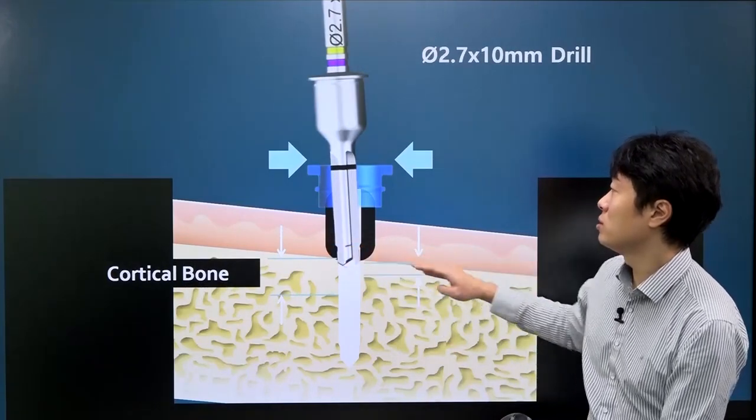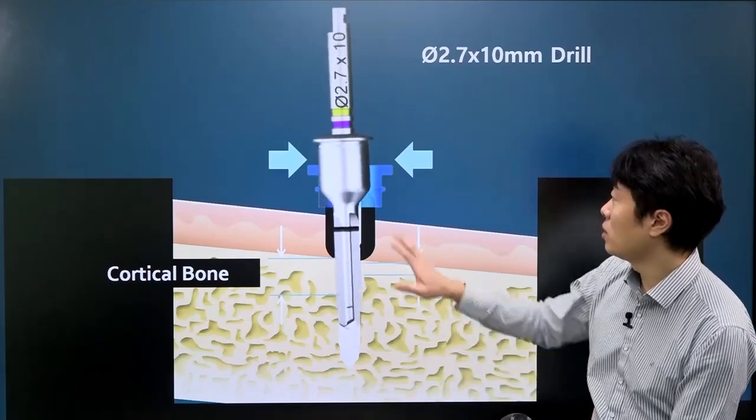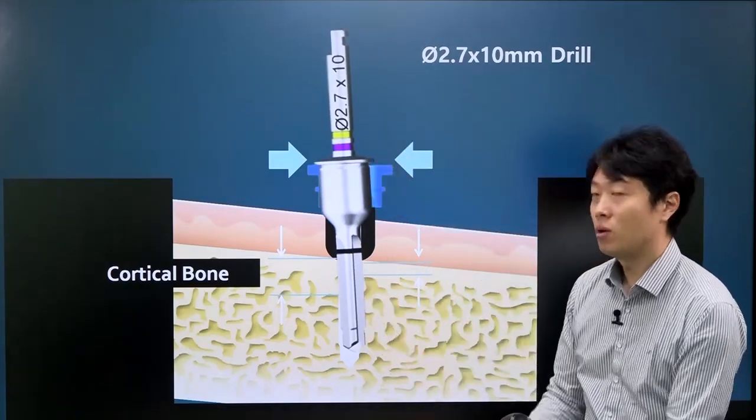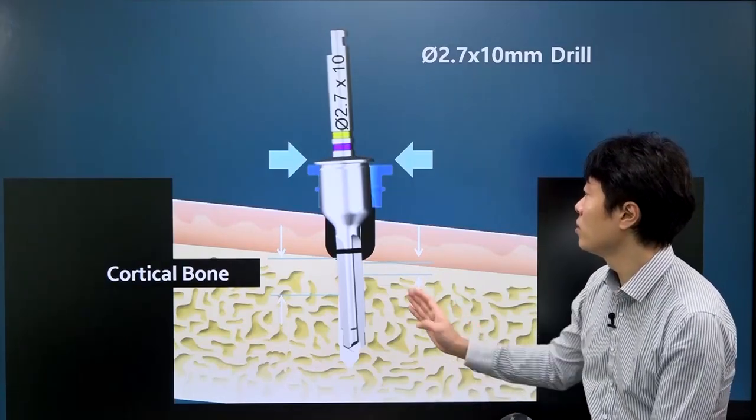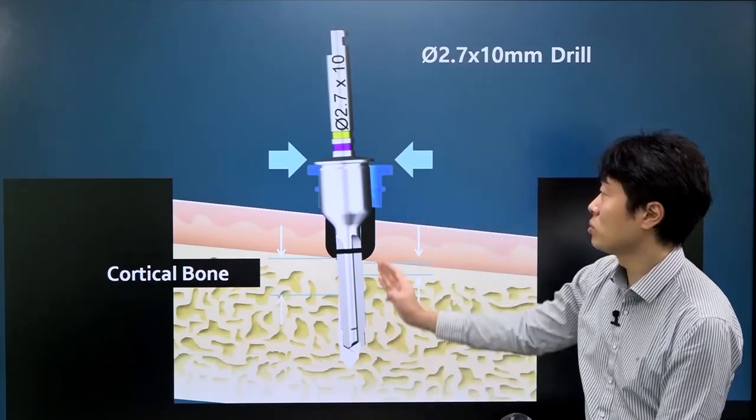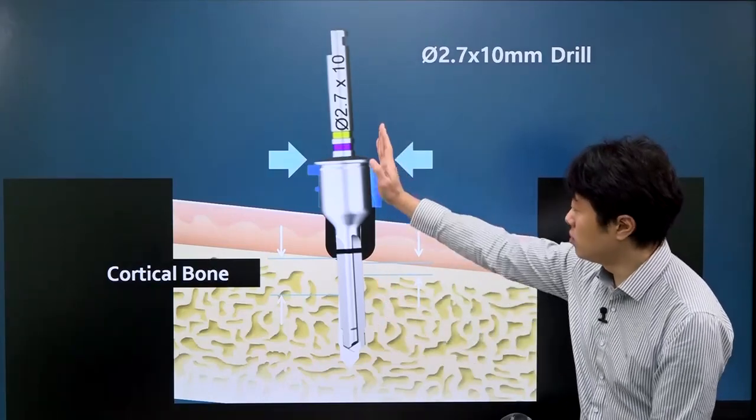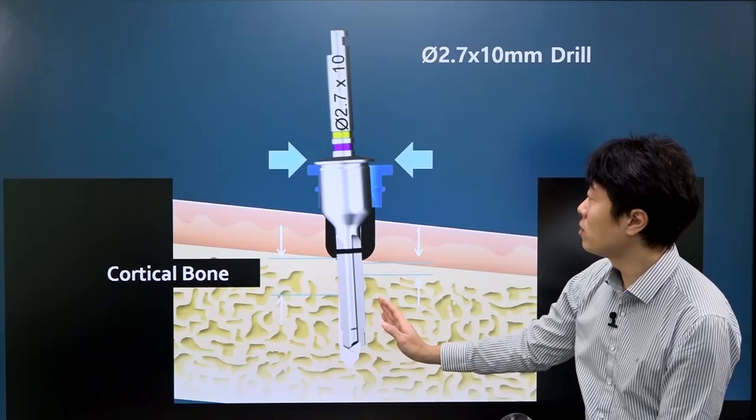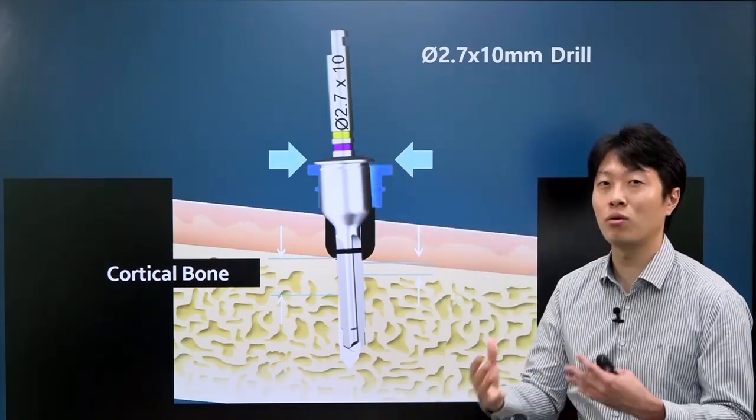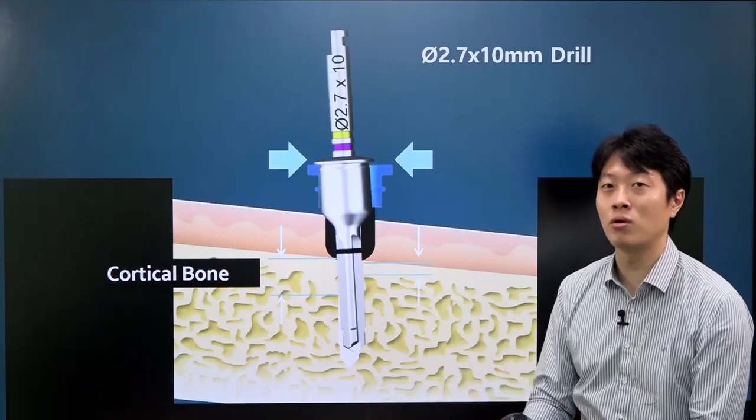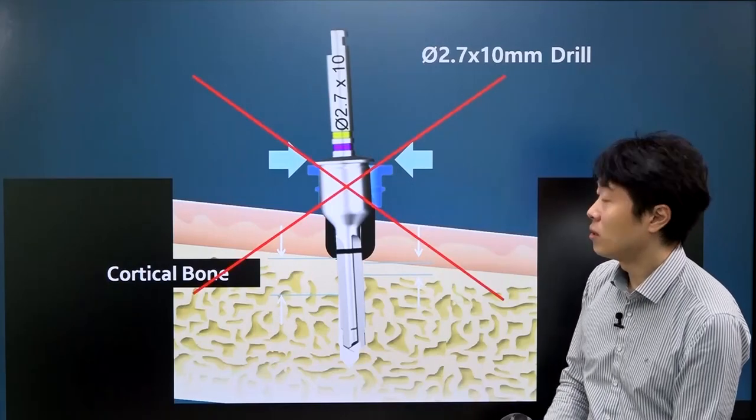When the cortical bone is inclined like this, it may slip and be drilled in unwanted directions without being guided. If the pathway is incorrectly formed from the beginning, drilling will continue in a strange direction. While the drilling is going in a strange direction, the guide at the upper part is set in a different direction, so unwanted signs may occur. There would be noise and drilling may not be done properly.